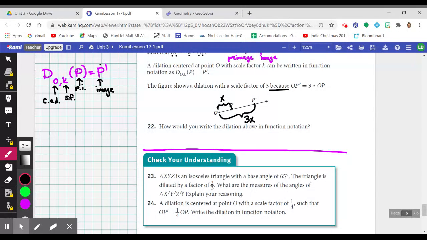So whatever the distance from O to P was, we call it x here, the distance from O to P prime is 3 times that. So how would you write the dilation above in function notation?